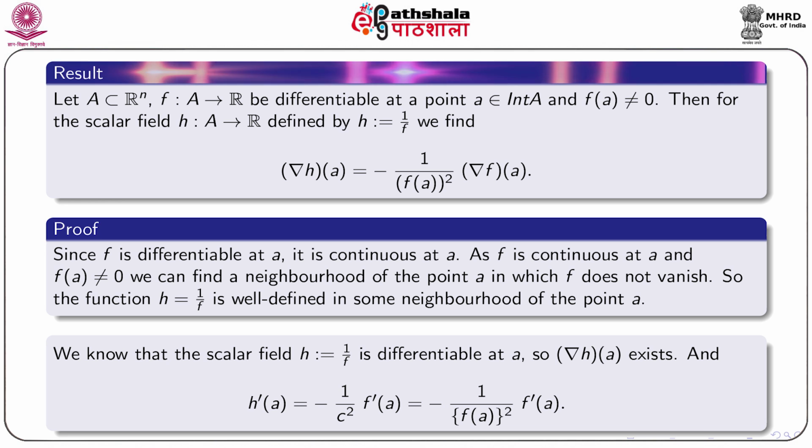Next result. Let A be a subset of Rn. F is a scalar field defined on the set A, and F is also differentiable at a point a, which is an interior point of the set A. We further assume that F(a) is different from 0. Then the gradient of h at a, that is, the gradient of 1 by F at a, equals 1 by F square times grad F at a.